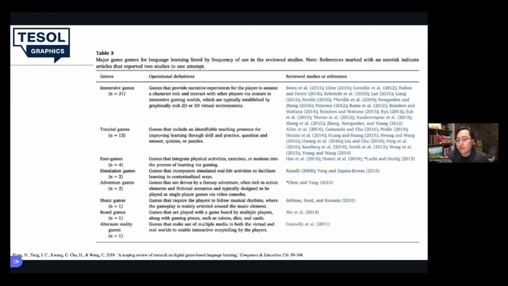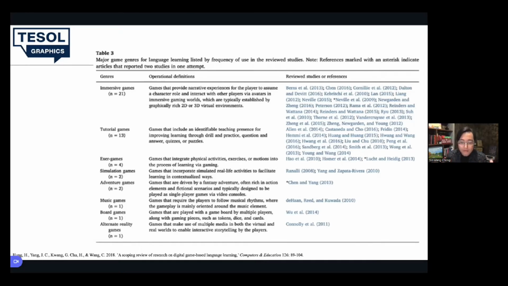There are a lot of tables and graphs and figures in syntheses because there is a lot of information, obviously. This is a scoping review of research on digital game-based language learning published in Computers and Education, which is a very good journal. Maybe not an applied linguistic journal, but the topic is relevant. And you see that what the authors did here is to summarize the game genres, the language game genres that were investigated in different game-based language learning studies. And they provided definitions, provided relevant studies.